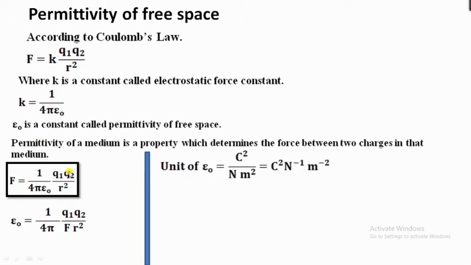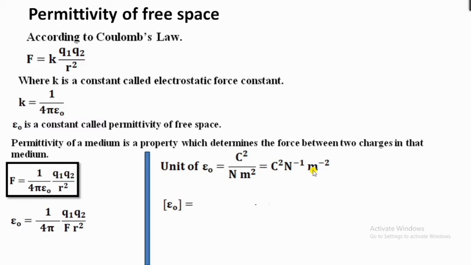So for this, you have to put the unit of this side. So this is Coulomb and Coulomb square, and this is force Newton, and this is distance, that is meter square, and 4 pi is a number, so it does not have any unit. So unit is Coulomb square per Newton per meter square. So it is just opposite to that of K. For K it was Newton meter square per Coulomb square, and it is Coulomb square per Newton per meter square.